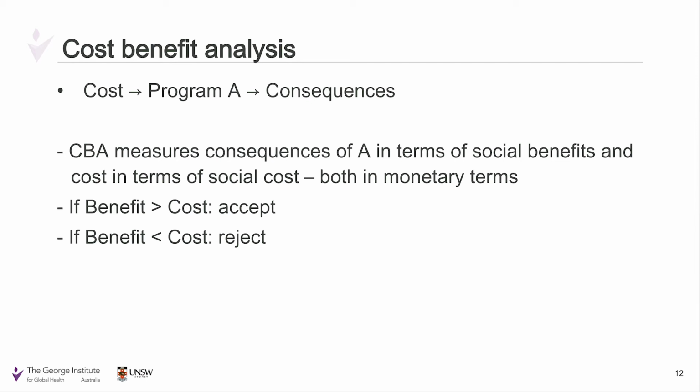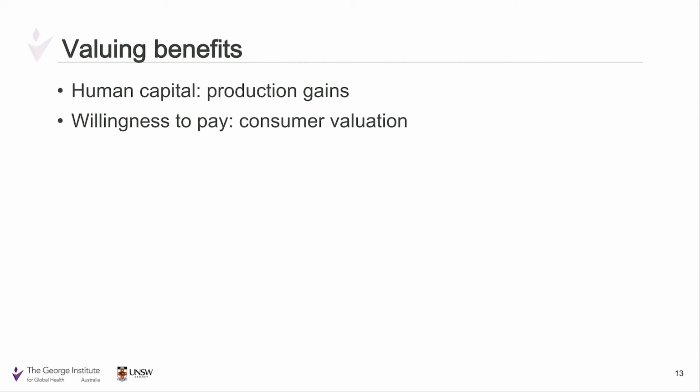Often it's presented as a ratio. So you may have heard people refer to benefit-cost ratios, and obviously if the benefit-cost ratio is greater than 1, then it means that we should accept and fund the program. So I'll just go back to that question I raised earlier. How do we value benefits in dollar terms?